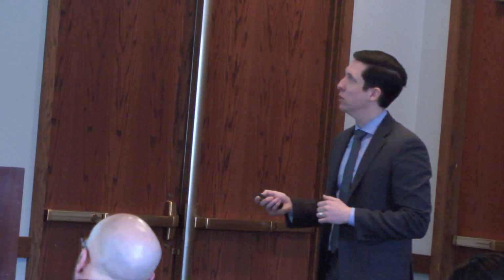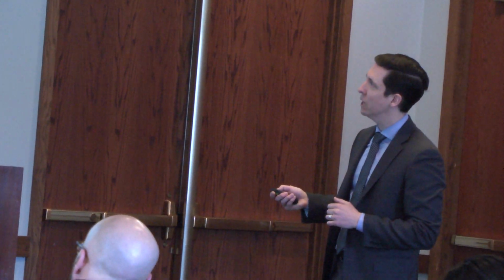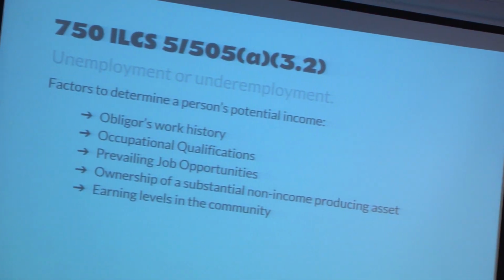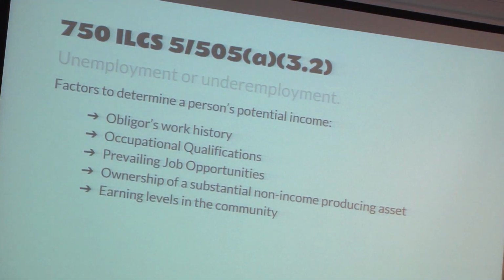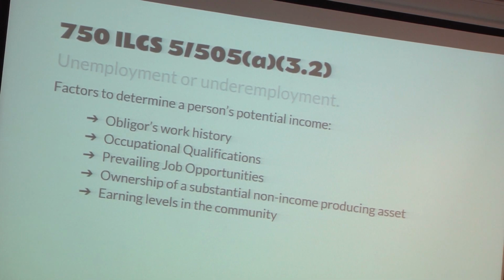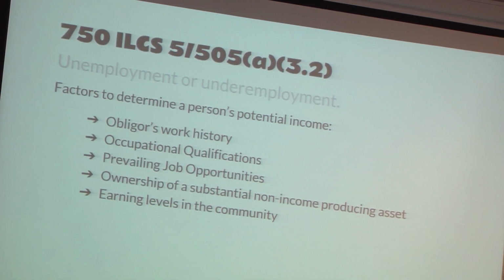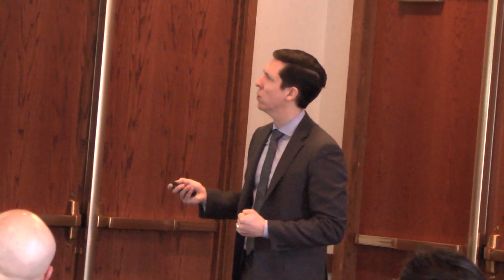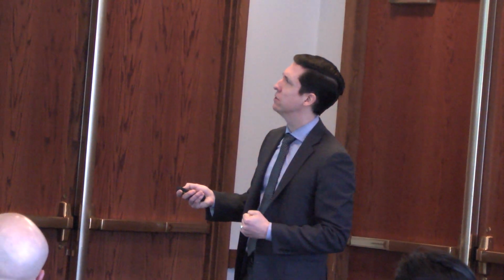So the ones I generally use are the person's work history and their occupational qualifications, right? What have they done in the past? What are they actually qualified to do? If you've got a guy who didn't graduate from high school, never held a full-time job, you're probably going to be unsuccessful in imputing much income. On the other hand, you've got a guy with a college degree who used to work a lot and now has decided he doesn't want to work anymore, you have a very, very strong chance of imputing income on him.